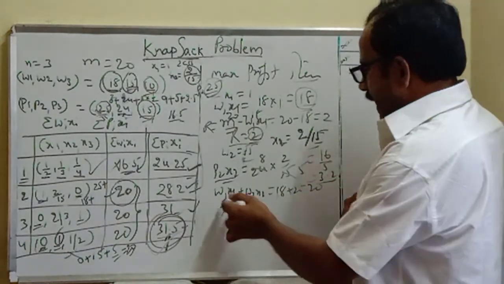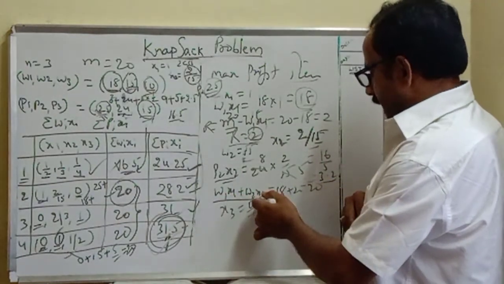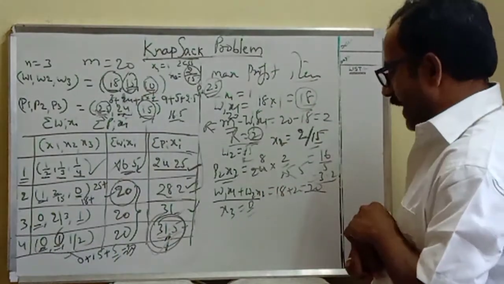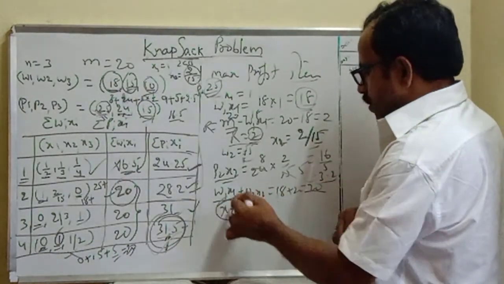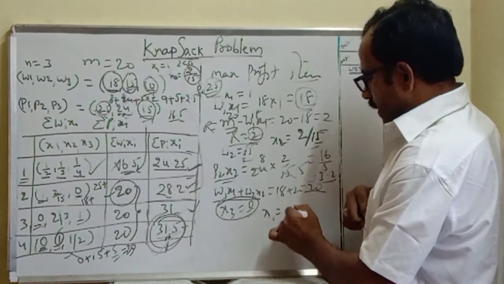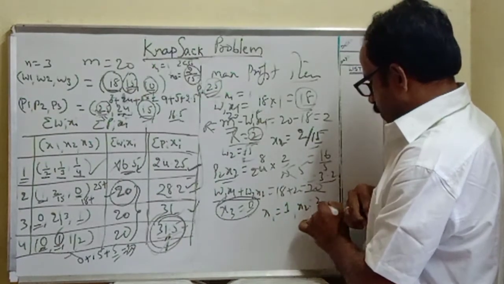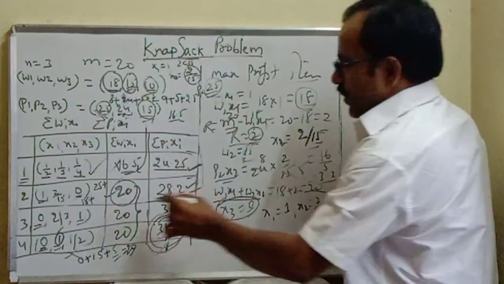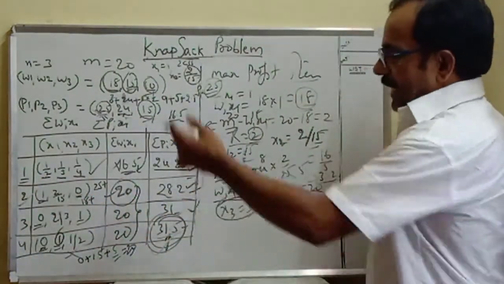Then the total weight up to the second item is 20. Then the bag is completely filled. Then I cannot place the third item, so the third item is 0. So what is X1? X1 is 1. What is X2? X2 equal to 2 by 15. X3 equal to 0. This is the solution in that approach.